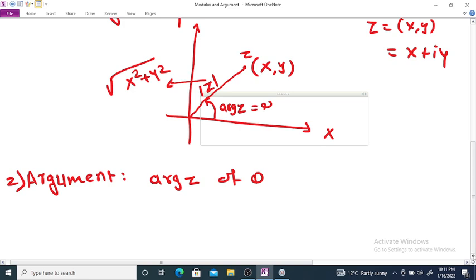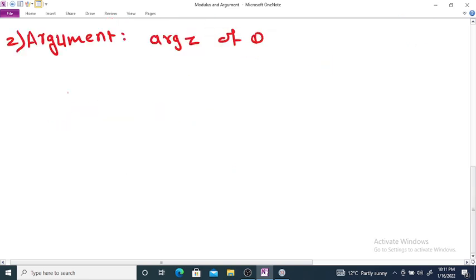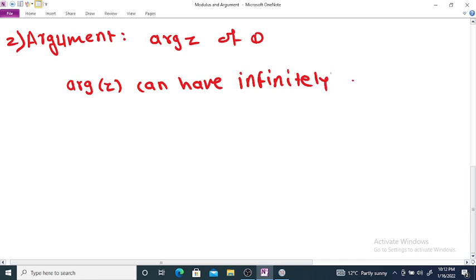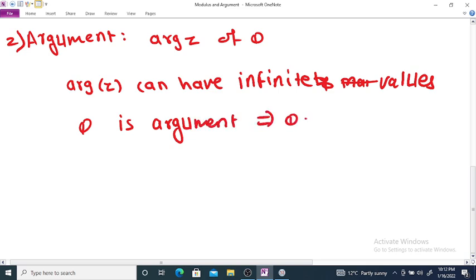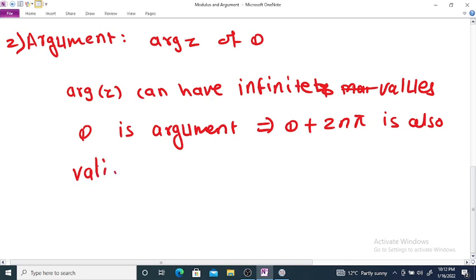Again, we know that the argument of z can have infinitely many values, because if theta is the angle, an argument, then theta plus 2n pi is also a valid argument.